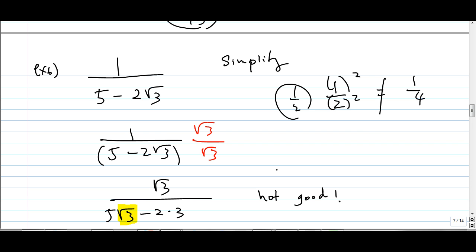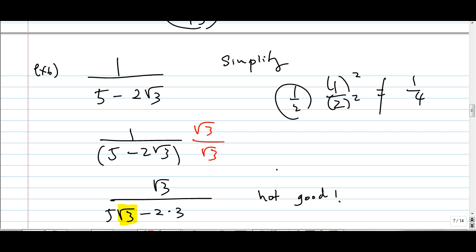Yeah. Think about it. Angela, what do you think? Simplify 5 minus 2 rad 3? How? You can't simplify this any further, can you? Okay, three people still. No one else sees it?